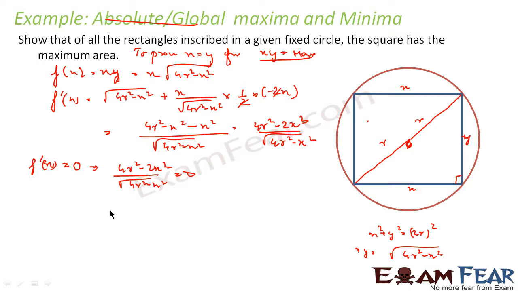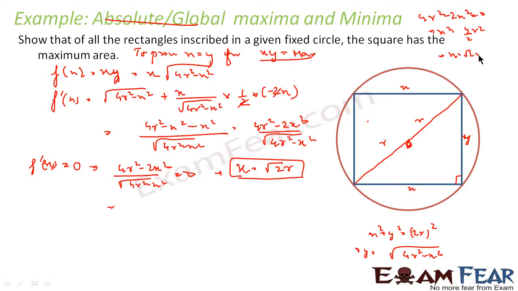If this is 0, my denominator is not 0, so the numerator must be 0. If you solve this, you'll get the value of x to be root 2 r. How? 4r square minus 2x square is equal to 0, or x square is equal to 4r square by 2, or x is equal to root 2 r. I'm not taking the negative value because x is a length, it has always to be positive. So x is equal to root 2 r.